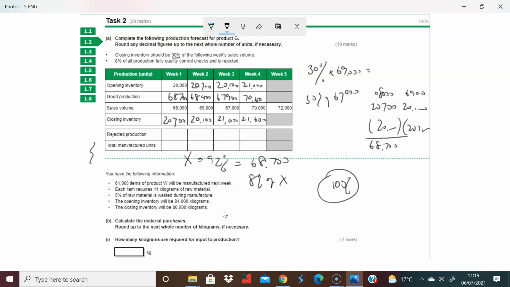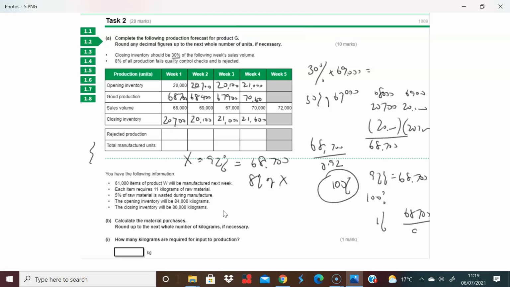So in a way, I can find what the full production is by dividing everything across here by 0.92, or doing what I have to do to get it to 100%. Email me on the math of that, but the point is, if 92% is equal to 68,700, the question is, what is 100%? So I suppose the first question is, what is 1%? Dividing 68,700 by 92, and then multiplying that by 100, because we want to know what 100% would be.